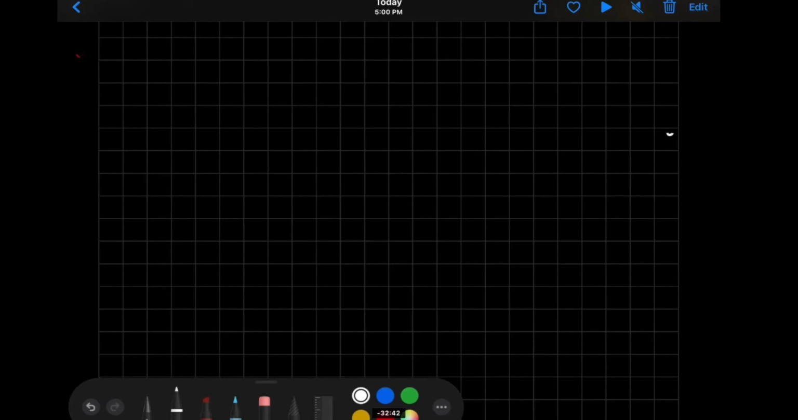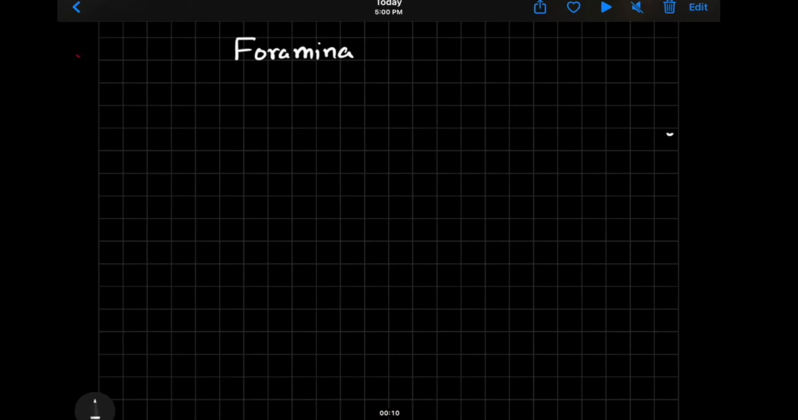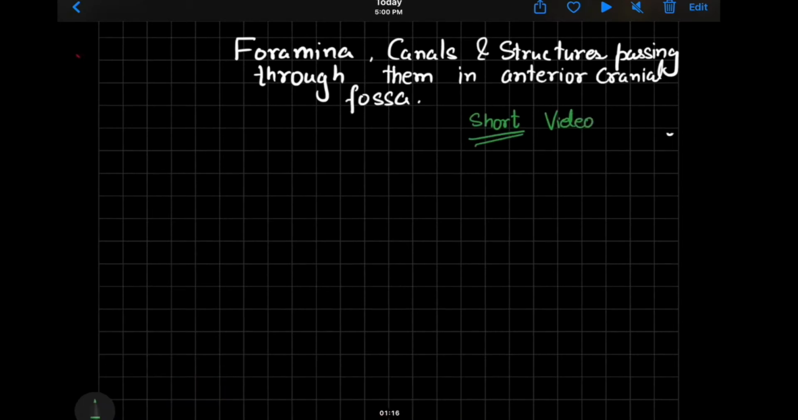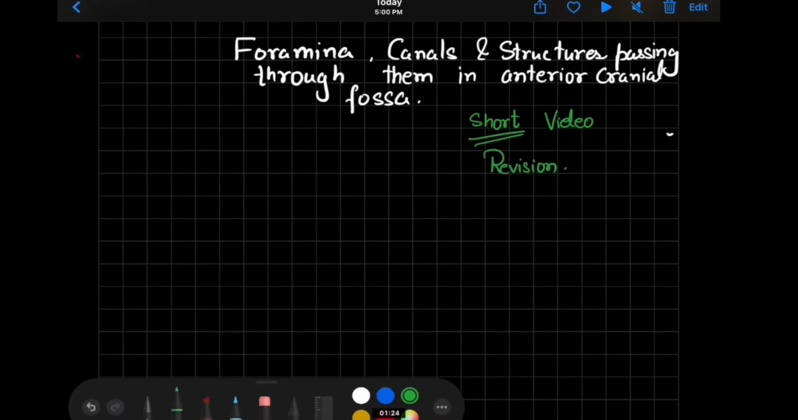Hello guys. In this video, we are going to study the foramina, canals and structures passing through them in anterior cranial fossa through our short video. Okay. Let me draw the structure of the skull, that is the cranial fossa.